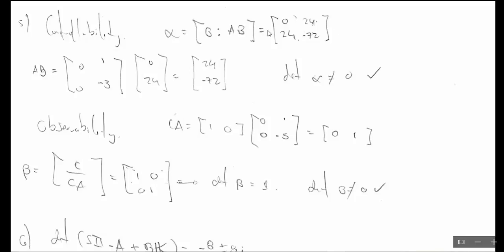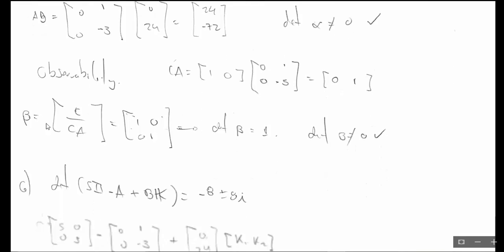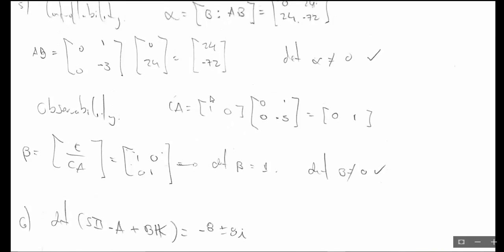So we calculate the determinant of alpha, and we know that the determinant is going to be minus something, but it is different than 0, so this transfer function state space model is going to be controllable.